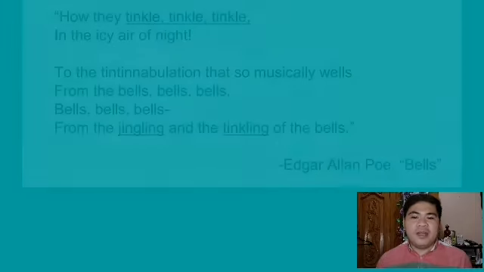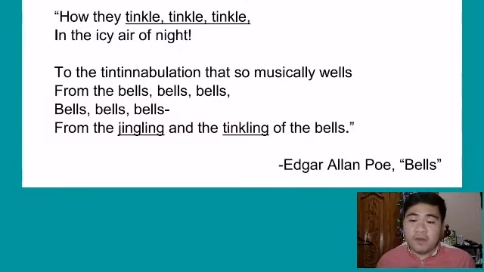Okay, here is an example. How they tinkle, tinkle, tinkle in the icy air of night, to the tintinnabulation that so musically wells from the bells, bells, bells, from the jingling and the tinkling of the bells. That is an excerpt from the poem The Bells by Edgar Allan Poe. Okay, so the sound of bells, tinkle, tinkle, or tintinnabulation, or jingling and tinkling are examples of onomatopoeia. Other very common onomatopoeic words are produced by animals. Say for example, for a snake, hiss, or for the cow or buffalo, we have moo. For cat, we have meow. Okay, and something like that.